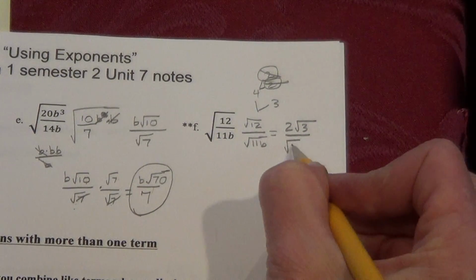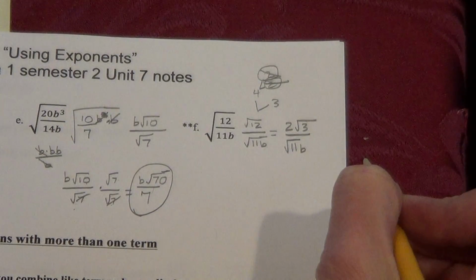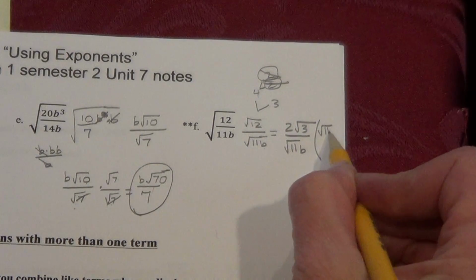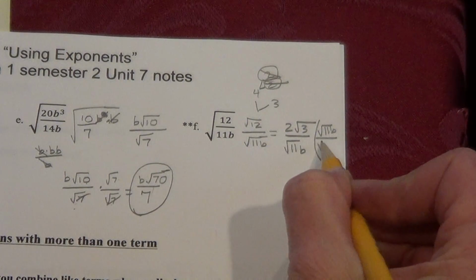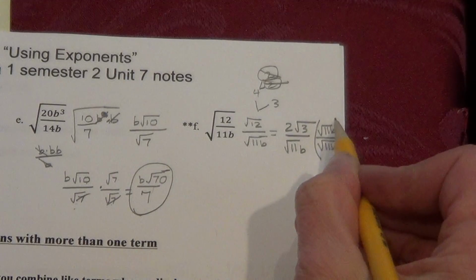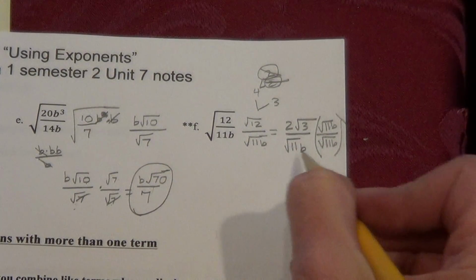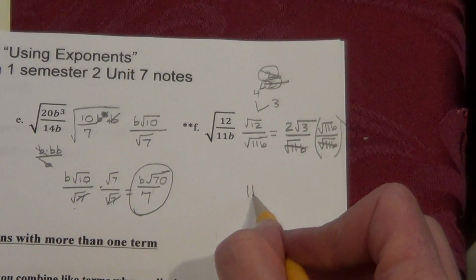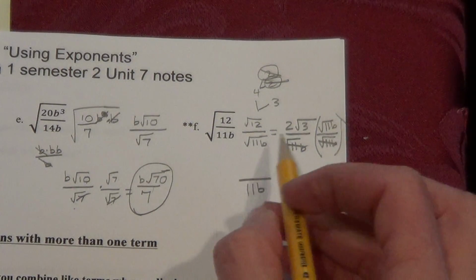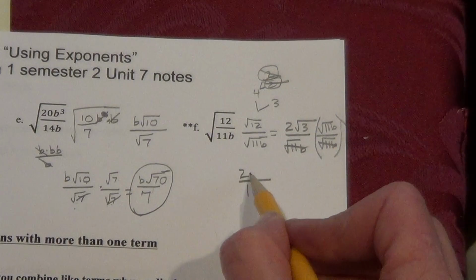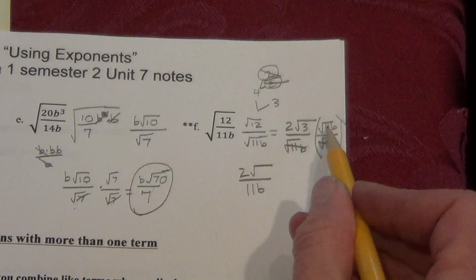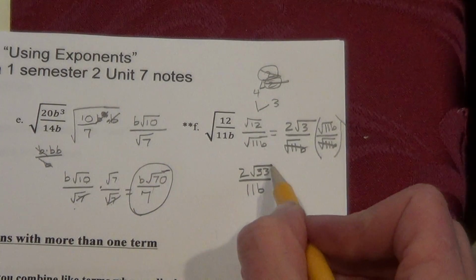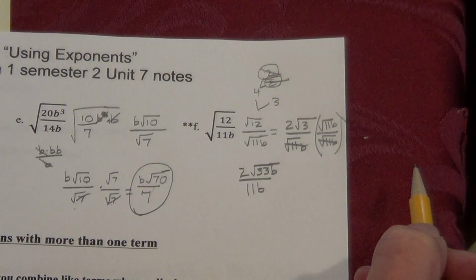Now it's still over radical 11b, which we need to take care of by multiplying radical 11b over radical 11b, so as to get this one out of prison. That way on the bottom in the denominator we have 11b. In the top we have the 2 outside of prison. Then go ahead and multiply the 3 times 11. That would be 33b inside of the radical. Okay.